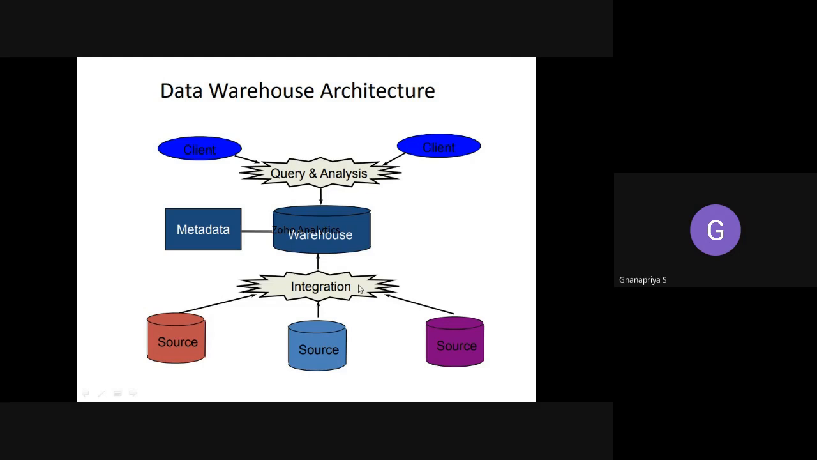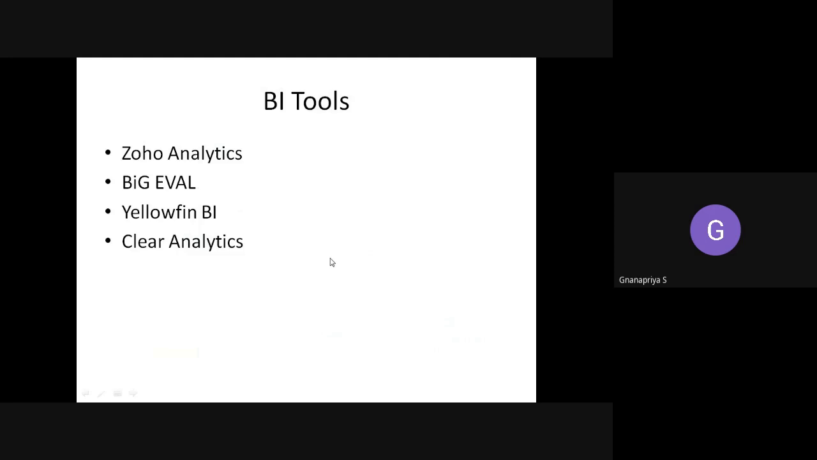So this is about the warehouse architecture. This is the general architecture. And these are the business intelligence tools available. We have Zoho Analytics, BIME, Yellowfin BI, and Clear Analytics. All these are business analytics tools which could be used by the end user to get the analysis report from the database, that is, the warehouse.